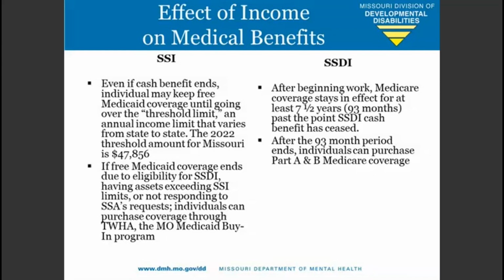Now, let's say for some reason that they don't qualify for that 1619B status. So maybe their assets go above $3,000, or maybe, before their SSI went down to zero, they started qualifying for SSDI and then their SSI stopped because they were getting SSDI.